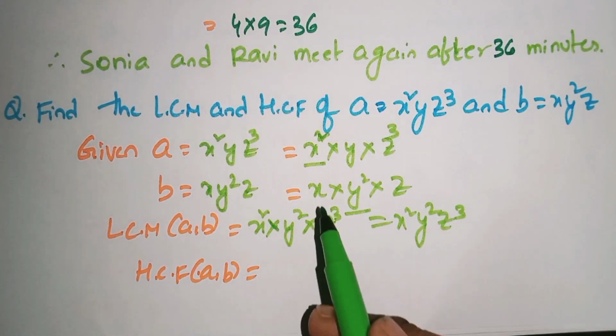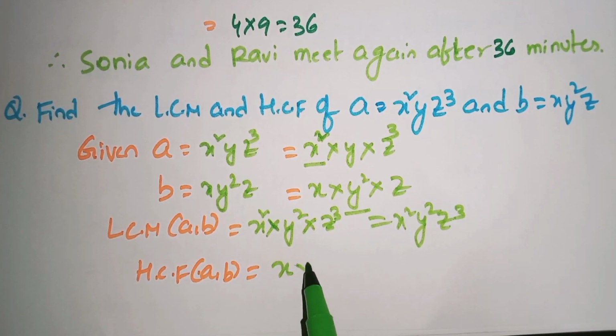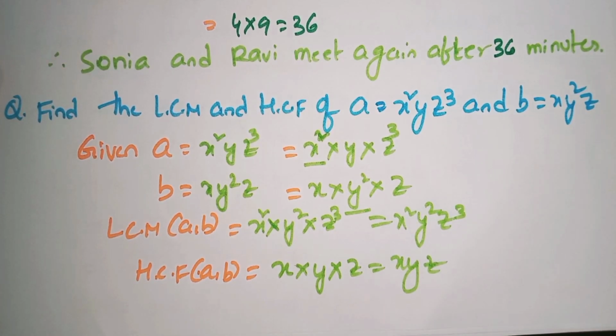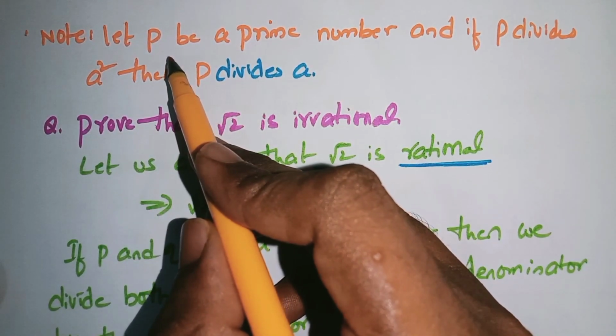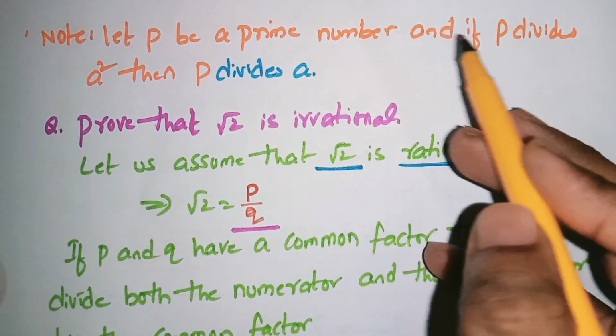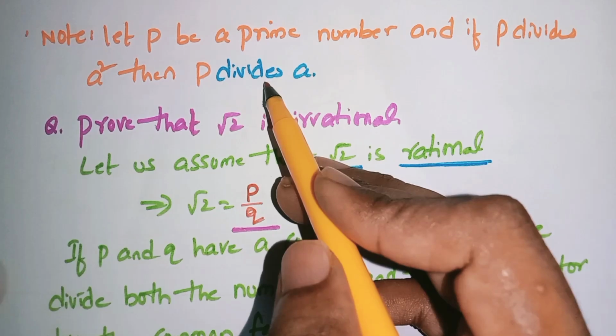And the HCF of the numbers is simply the common terms, that is x into y into z, that is given by xyz. Here we have a note: let P be a prime number, and if P divides A square, then P also divides A.